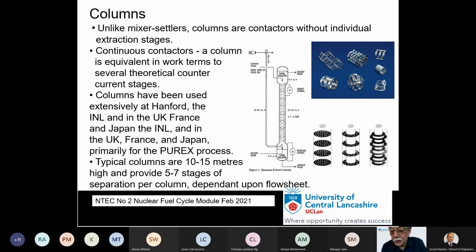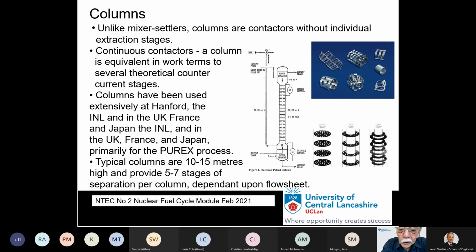What about the next choice of contactors? Both mixer settlers and columns have been used, and in Magnox, certainly not columns, but certainly with THORP, columns were used in THORP. And unlike mixer settlers, it's a differential type of contactor.